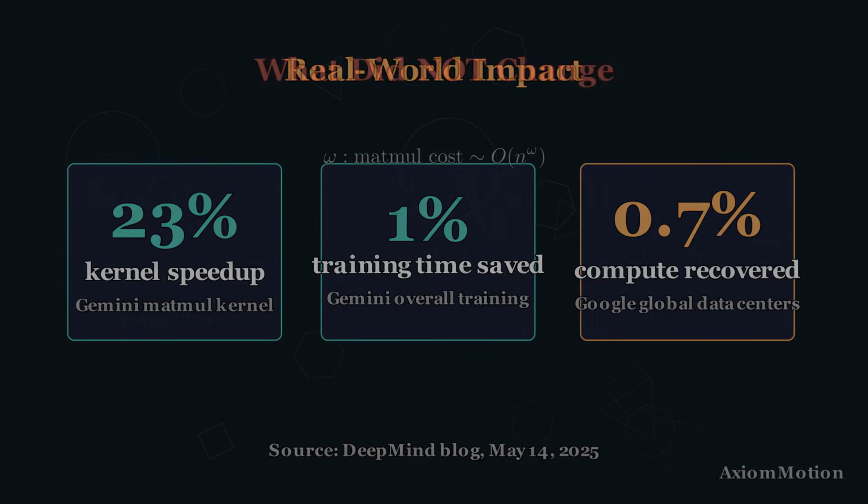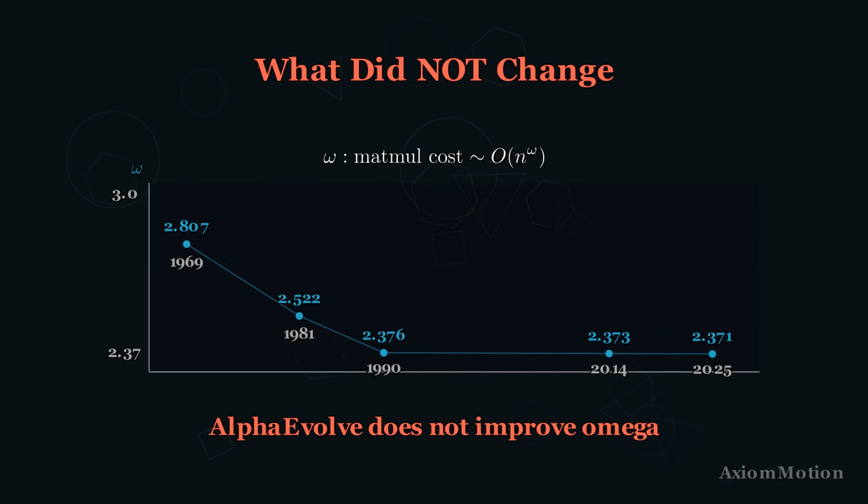But let us be precise about what did not change. The asymptotic exponent of matrix multiplication, called omega, describes how the cost scales as matrices grow arbitrarily large. The current best bound, omega less than 2.371339, was set by Alman, Duan, Vassilevska Williams, and collaborators in 2025 through purely human mathematics. AlphaEvolve's result does not improve omega. It improves the concrete constant for small matrices.